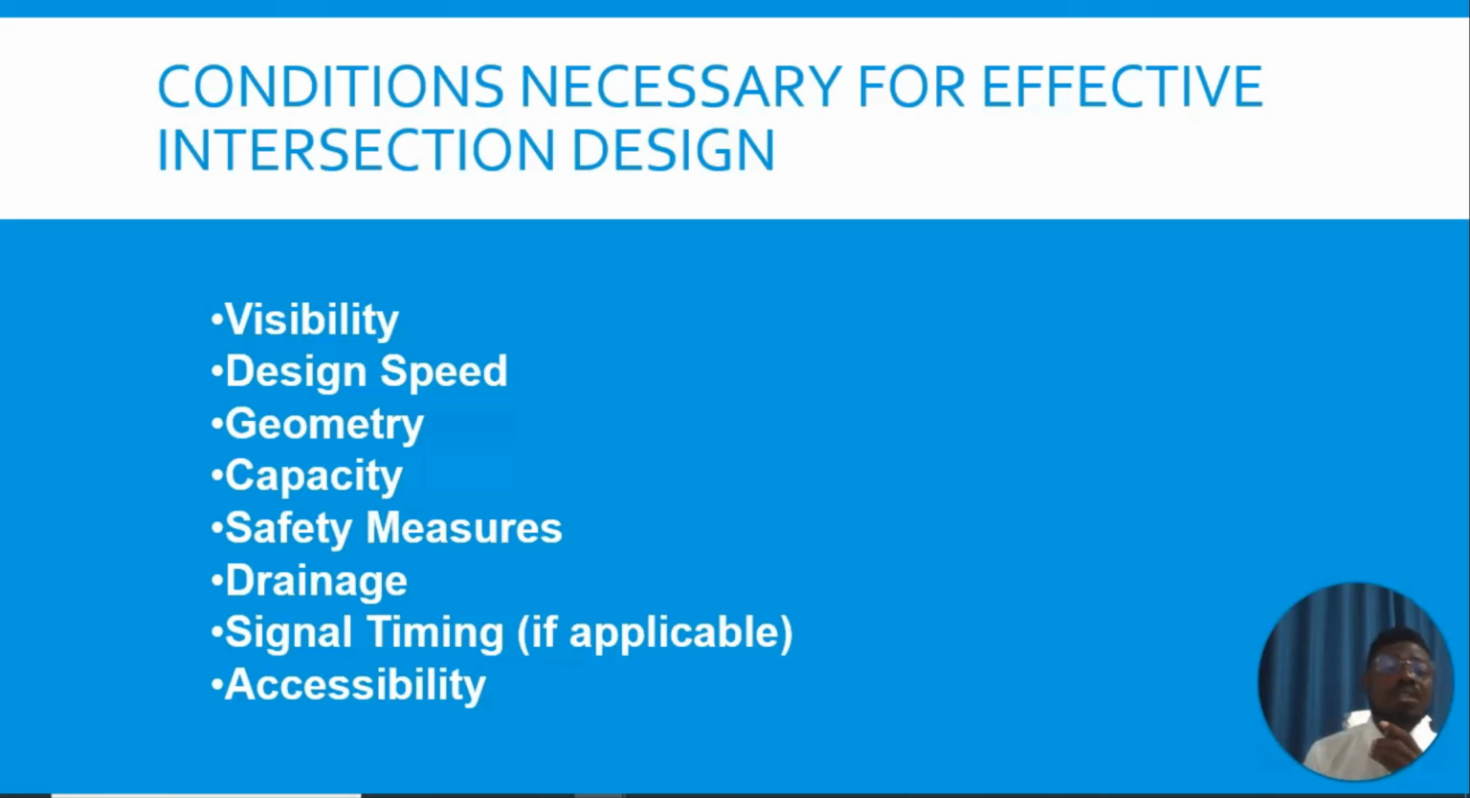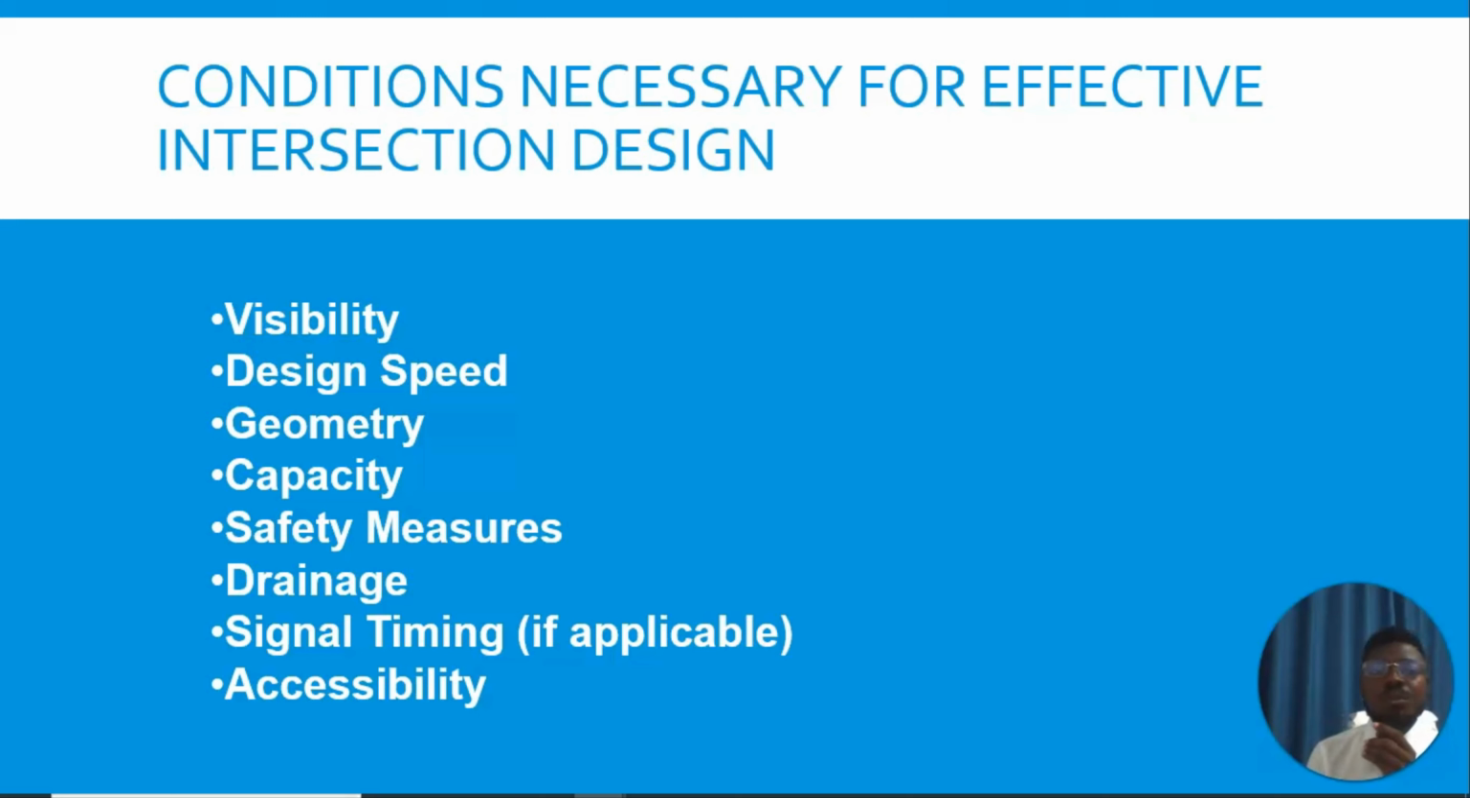Then the next point is the signal timing. That is, there has to be a balanced cycle length. There has to be a level of coordination with nearby intersections, whereby for the movement from one intersection to another, there has to be a level of coordination among the traffic signals and the signal timing within those intersections.